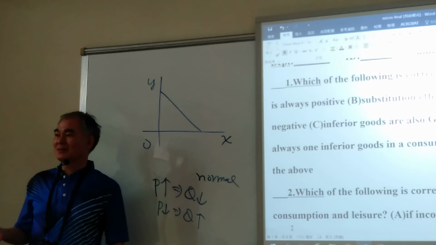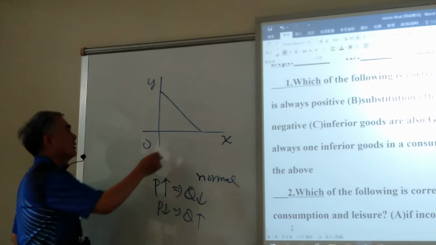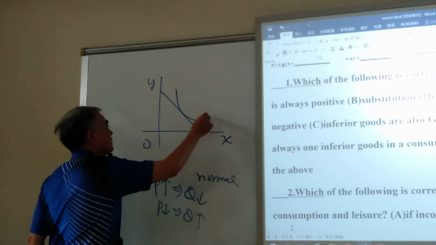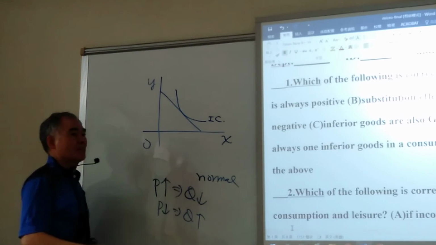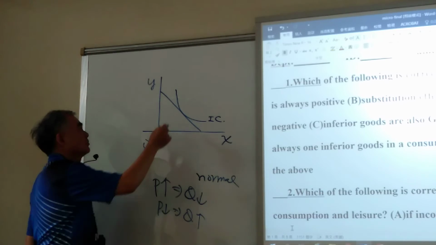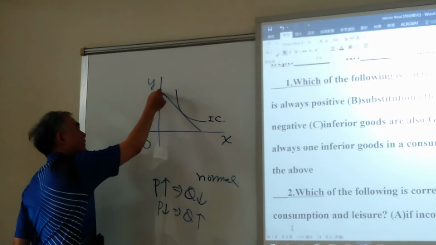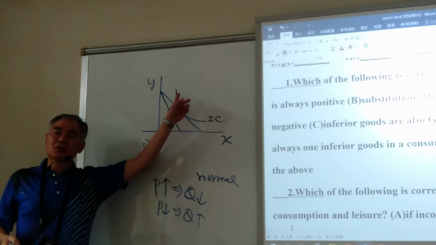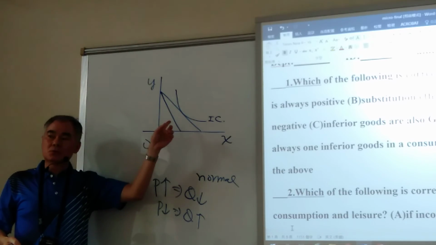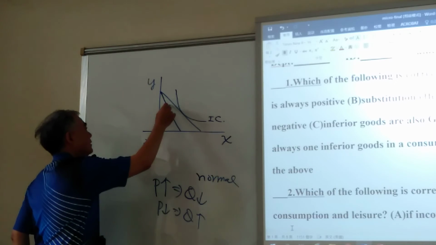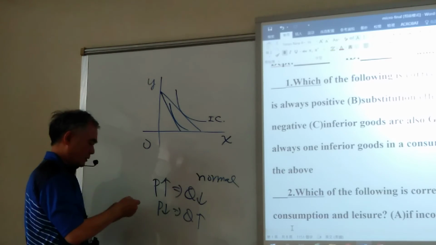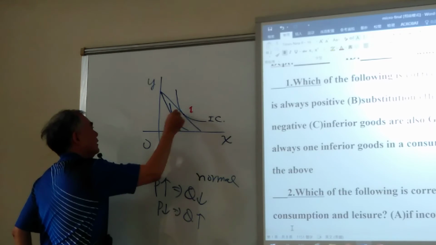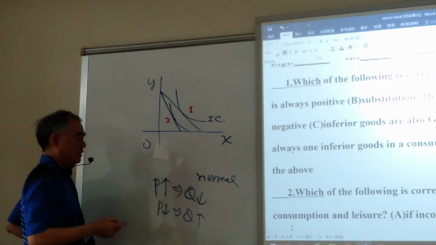Nightmare? No. Anyway. So we have a budget line and we have an indifference curve, right? So this is the indifference curve, and let us say the price goes up. Then the budget line rotates inward, and then you have another one. So this is what we call point 1, and here is point 2.